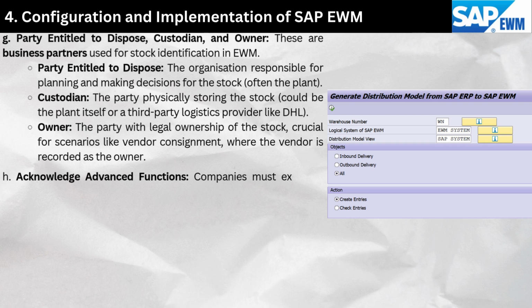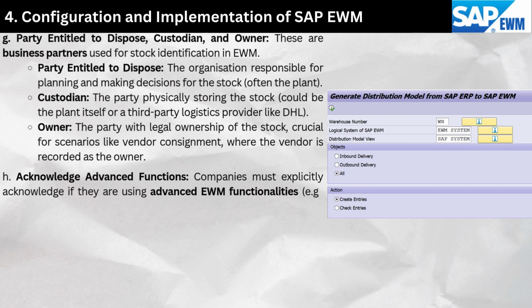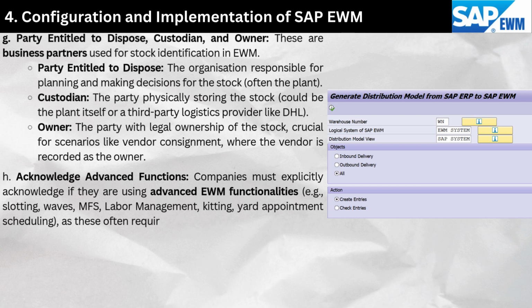Acknowledge advanced functions. Companies must explicitly acknowledge if they are using advanced EWM functionalities, e.g., slotting, waves, MFS, labor management, kitting, yard appointment scheduling, as these often require an additional license beyond the basic S/4HANA Enterprise license.